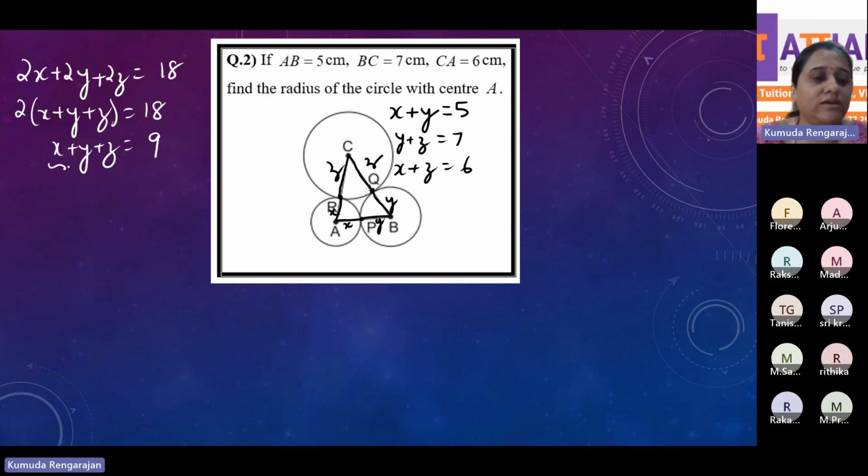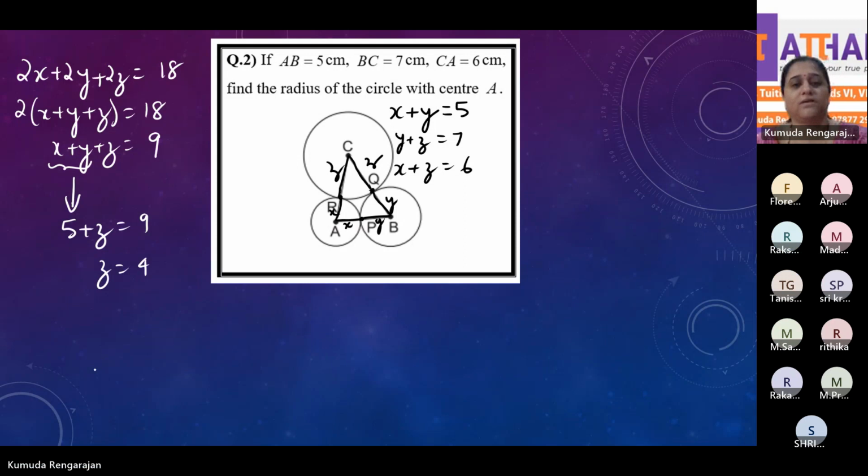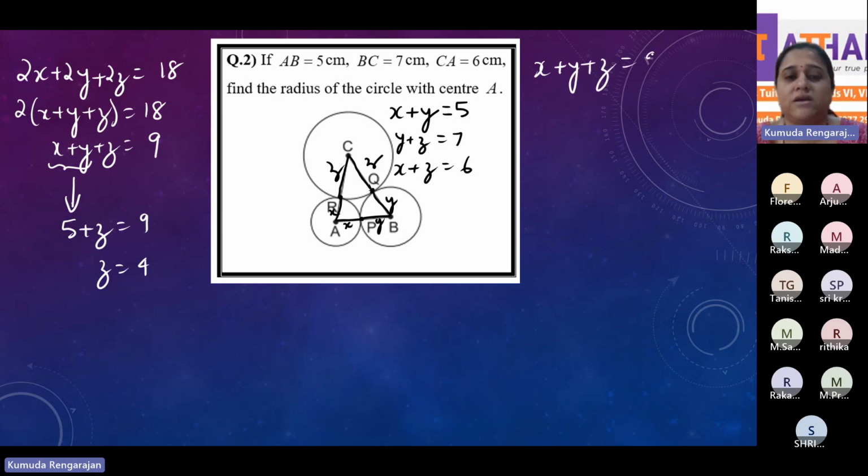But what is x plus y? 5. So 5 plus z is equal to 9. So z is equal to 4. If z is 4, you can find the others. Now you can find everything actually. Or using the same idea, you can continue. X plus y plus z is 9. But what is y plus z? 7. So x plus 7 is equal to 9. X is equal to 2.